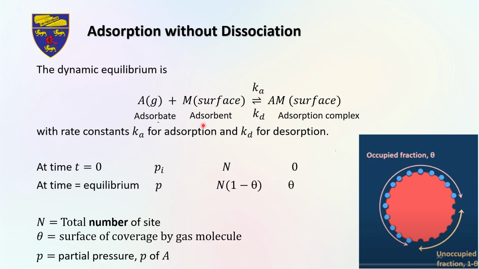And the number of sites available is equal to N multiplied by 1 minus theta. Theta is the occupied fraction. So 1 minus theta is this area, which is the unoccupied fraction, multiplied by the total number of sites available. And after it achieves equilibrium, there will be some adsorbate adsorbed on the adsorbent. So it is equal to theta, the occupied fraction, which is the surface coverage by the gas molecule.